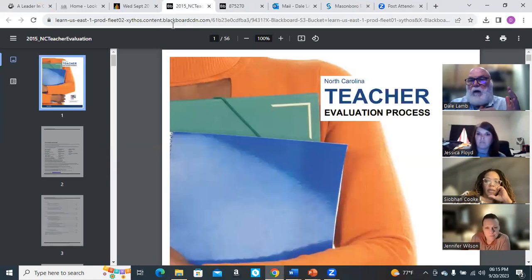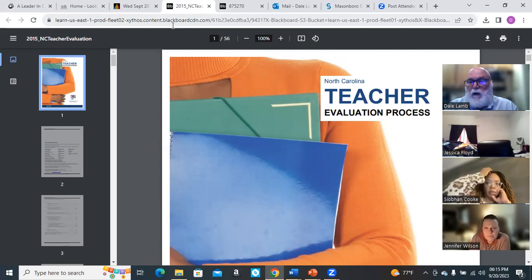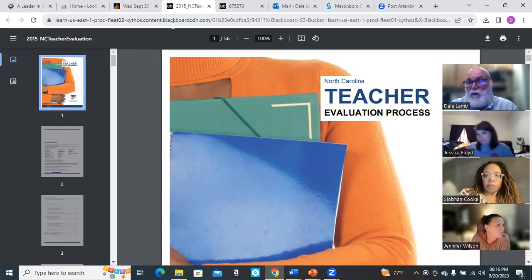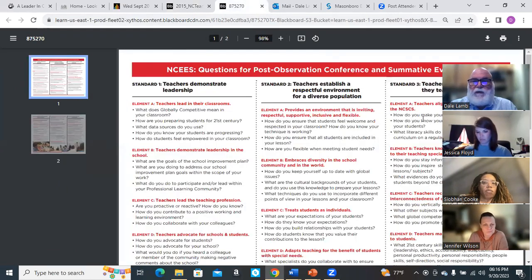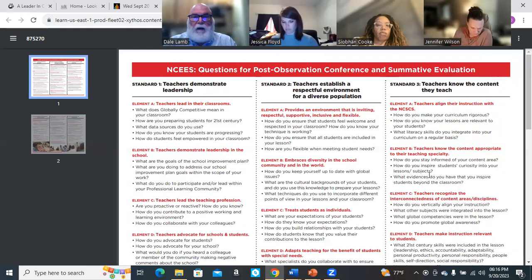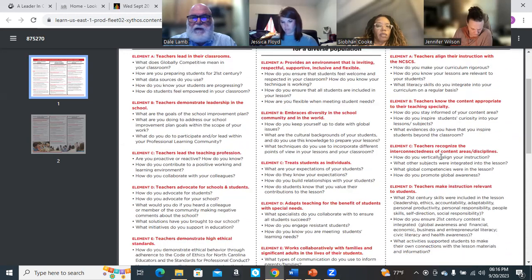You know that according to the years of experience, you have a certain number of evaluations that you have to do on teachers. Beginning teachers get more formals and more walkthroughs. Experienced teachers get fewer, but you still have to do formal observations, pre and post conference, all those things. And so here's the manual. That system is called the NESIS system. And here are the standards and the elements that you're looking for.